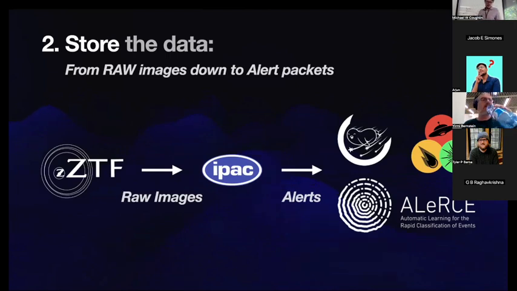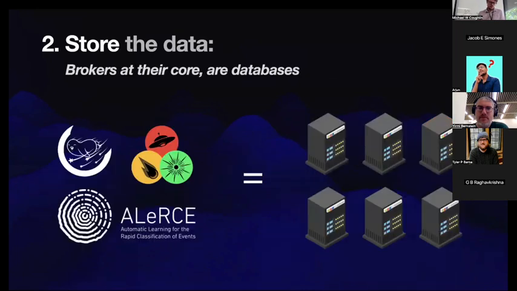And so when it comes to data storage, broadly speaking, this is the job of the surveys themselves. And so ZTF stores images at IPAC. There's a similar system for Rubin. And this is why it's typically just the alert packets and cross-match catalogs that these brokers deal with.